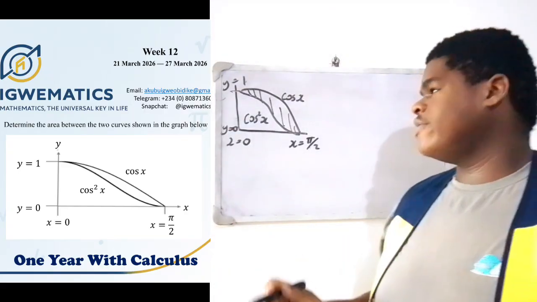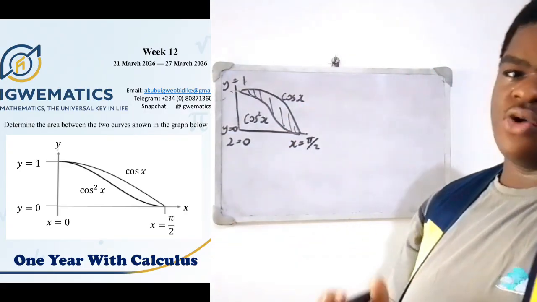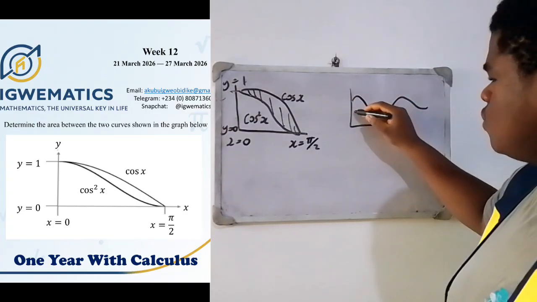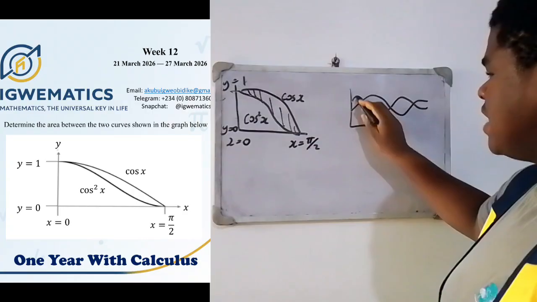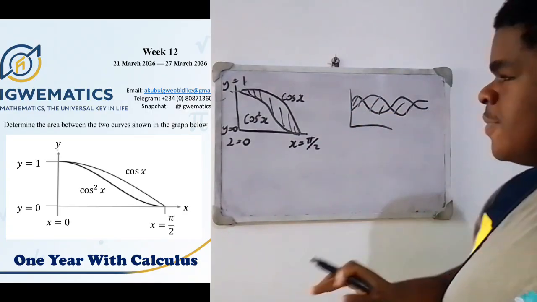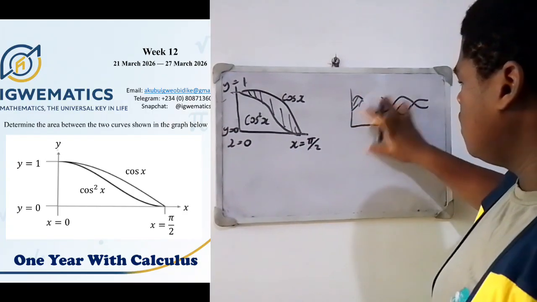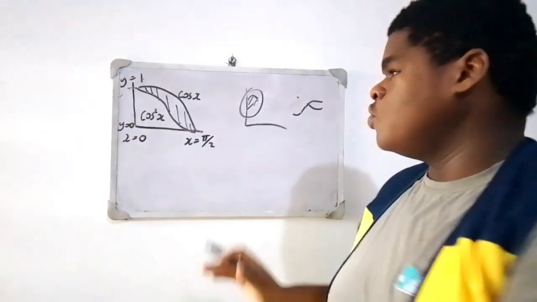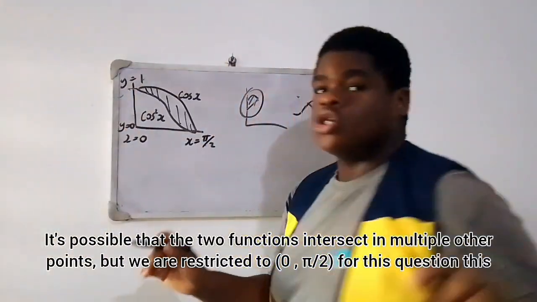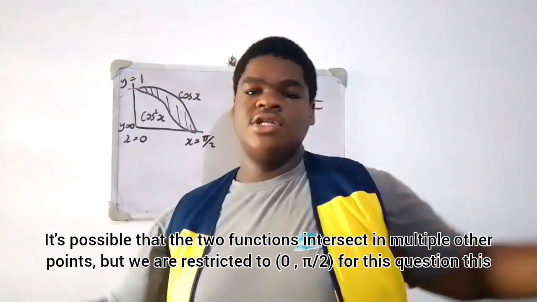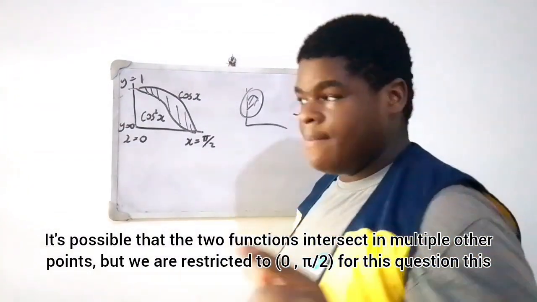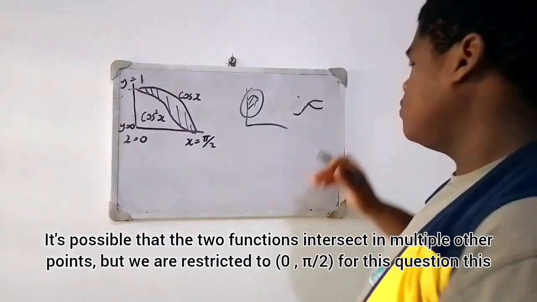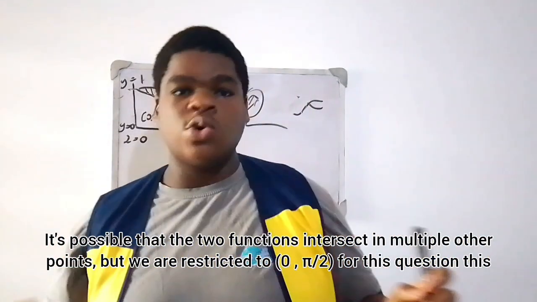Now, I'm not really sure if this is the only part that is between cos x and cos squared x. It's possible that a function can be like this, and the second function can be like this, so you can see that they intersect in multiple places. But this particular question says we should only find the area where they intersect in one part. They probably intersect in many other places, but they only restricted us between here and here. So our definite integral is not going to be from positive infinity to negative infinity. We are restricted between a boundary, that's when x is equal to 0 and when x is equal to pi over 2. So that's basically the first part of what we need.